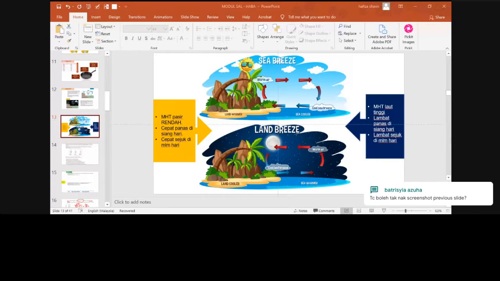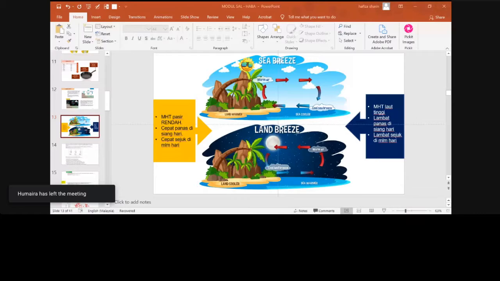Sure, boleh tak nak screenshot previous slide? Yes, replace angin. Screenshot previous slide. Okay, wait, this one or this one?